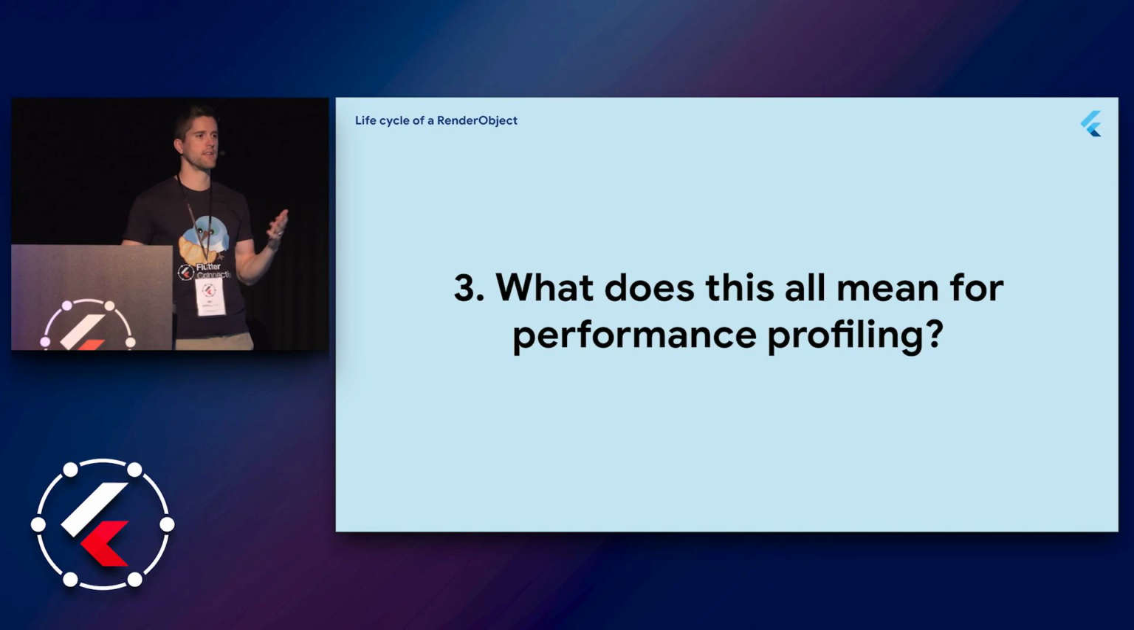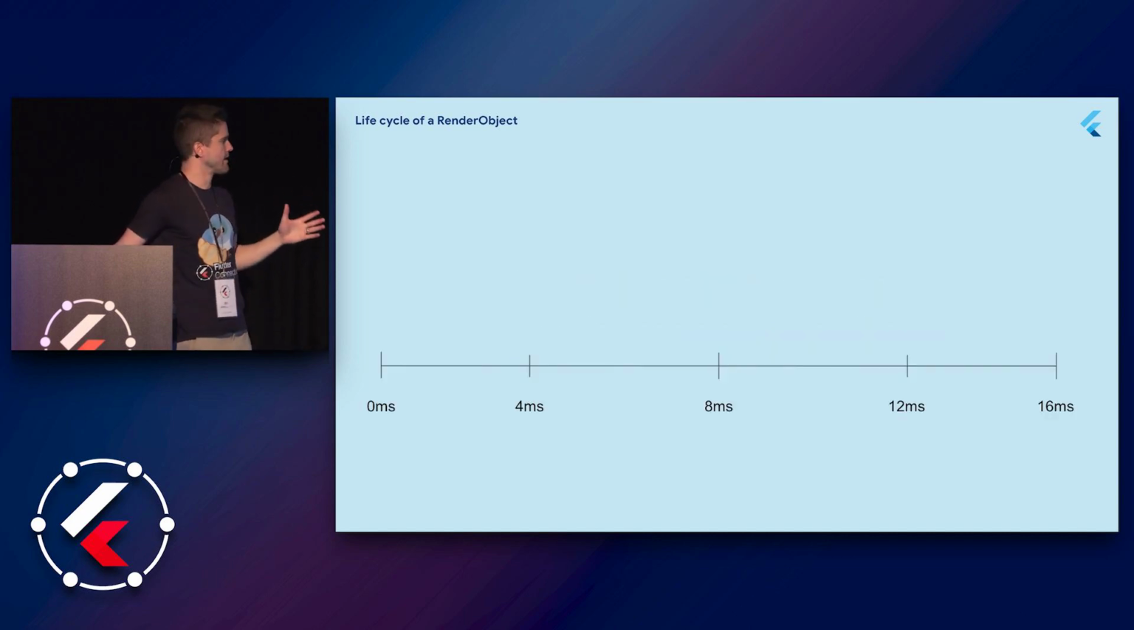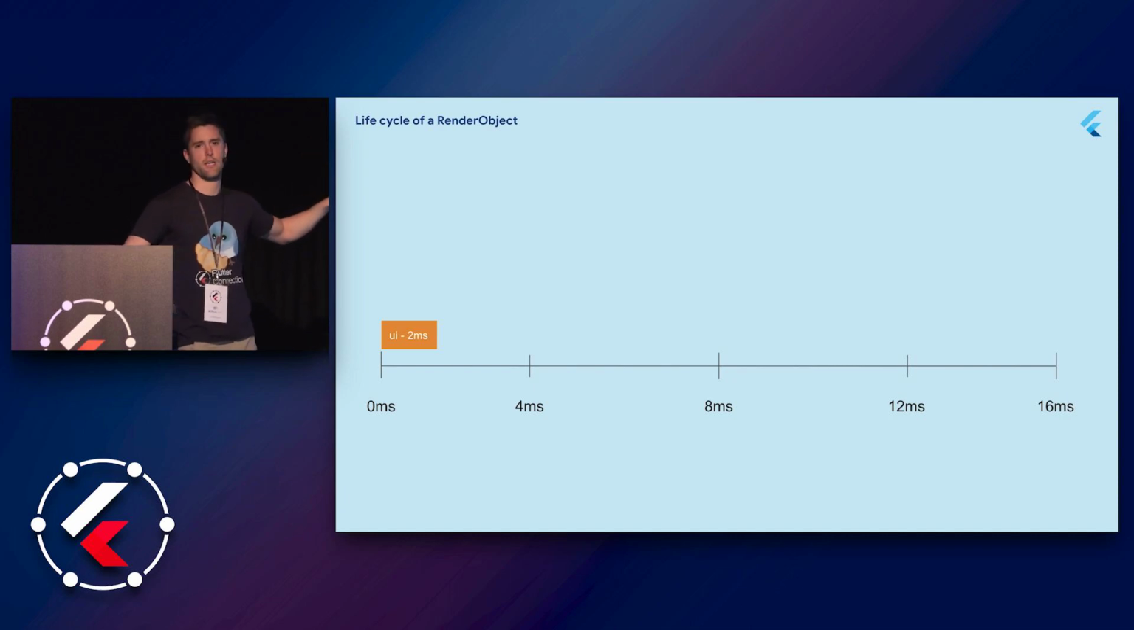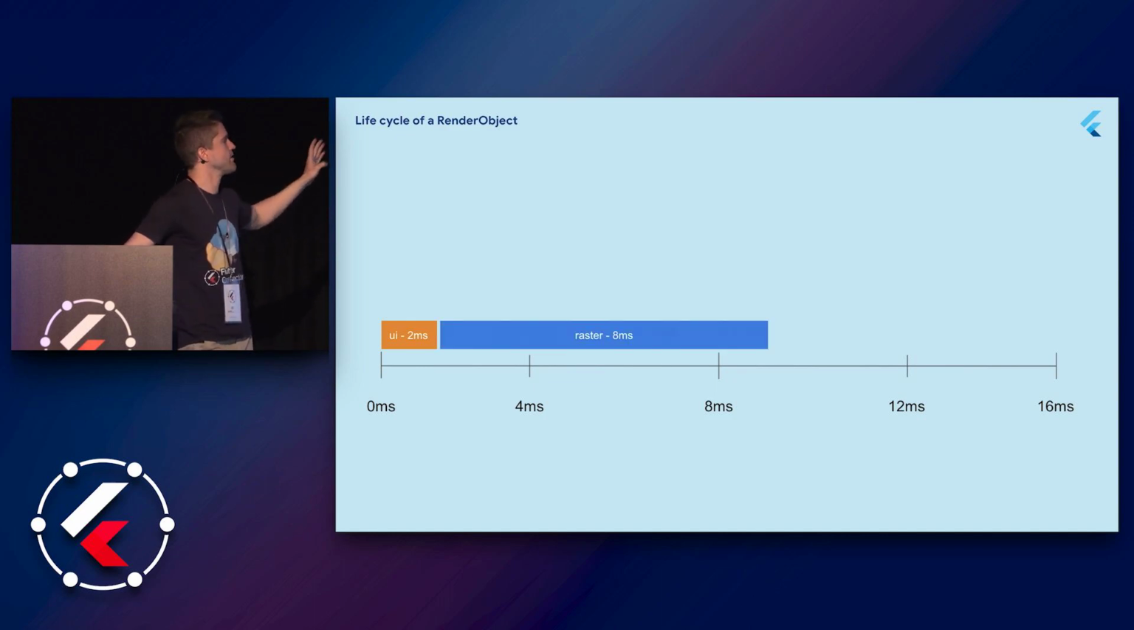Okay, lastly, what does all of this mean for performance profiling? Well, for most frames and most situations, your frame budget is probably going to look like this. Assume 16 milliseconds, because that gets you 60 frames per second. So the UI thread tends to finish very quickly. Dart is very fast at creating and disposing of lots of classes, widgets, text styles, our own state management classes, very, very fast at that. And then it passes the baton to the raster thread.